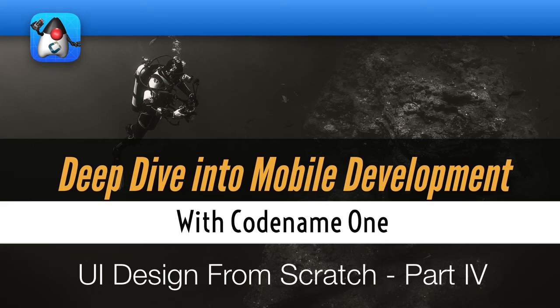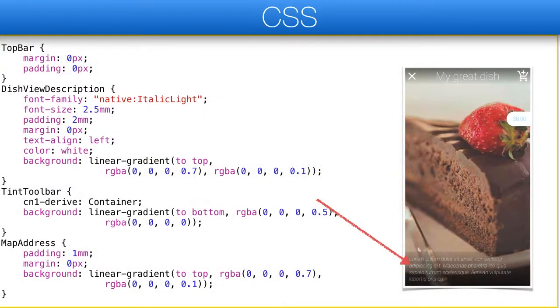Now that we have a general picture of our final destination, let's figure out how to get there. The transparent gradient at the bottom of the dish view is almost entirely CSS, which is pretty cool. This CSS generates an image which is then overlaid with transparency. I also chose an italic font for this case, which might be more appropriate for the dish description.